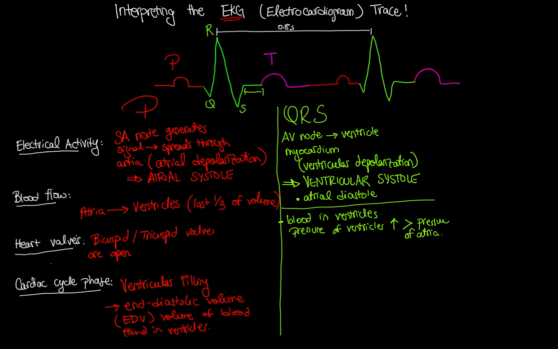And so this is going to result in the shutting of your atrioventricular valves, so the bicuspid and tricuspid valves. And so as a result, AV valves are going to close due to this change in pressure, and the ventricles are now filled with blood. And so when the AV valves close, this is going to result in the first S1 lub sound of the heart. And so this takes place during the QRS complex. This is also called, in terms of the cardiac cycle phase, isovolumetric contraction.